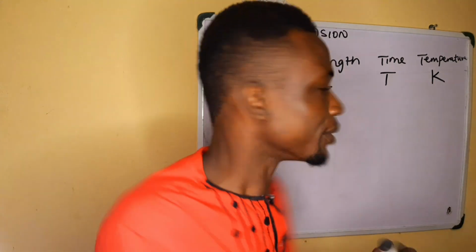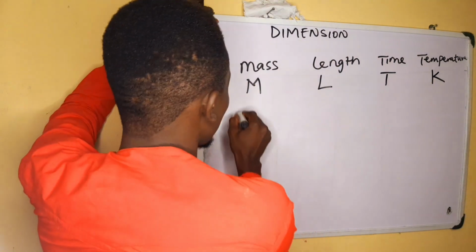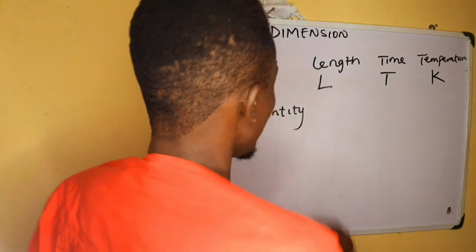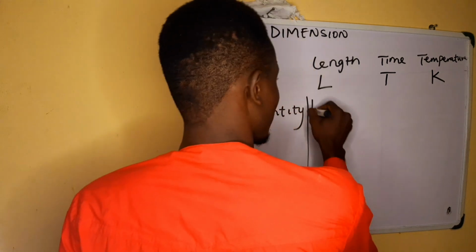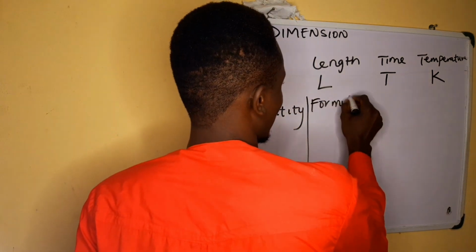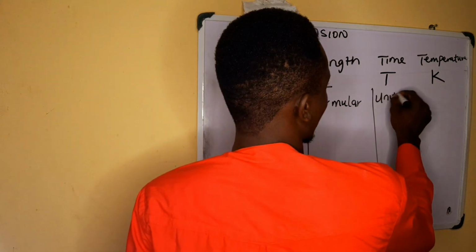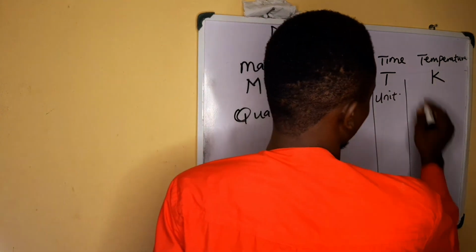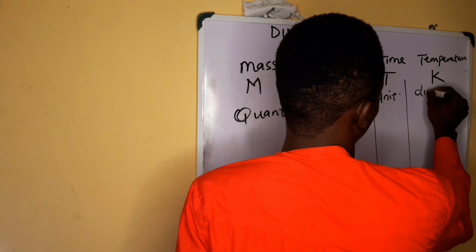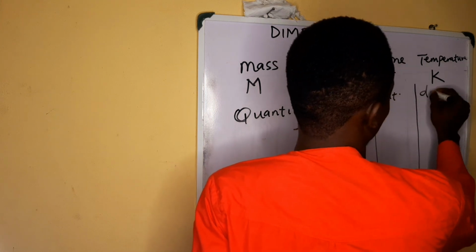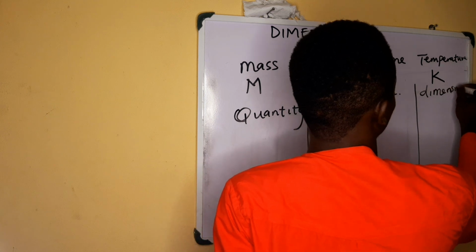Okay, follow me. We are going to first of all write out the quantity that we are considering. After writing out the quantity, we write out the formula that makes up that quantity. Then we'll go over to writing out the units. Then lastly, the dimension. Let me make this line a little bit bigger.